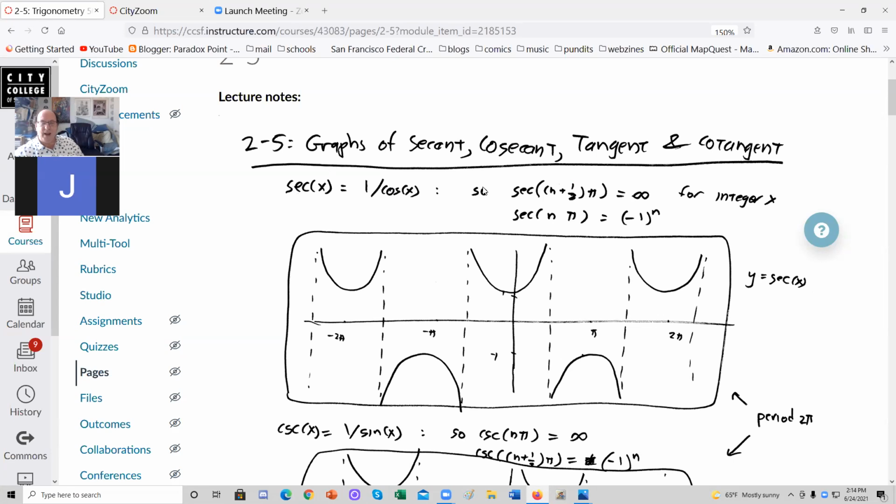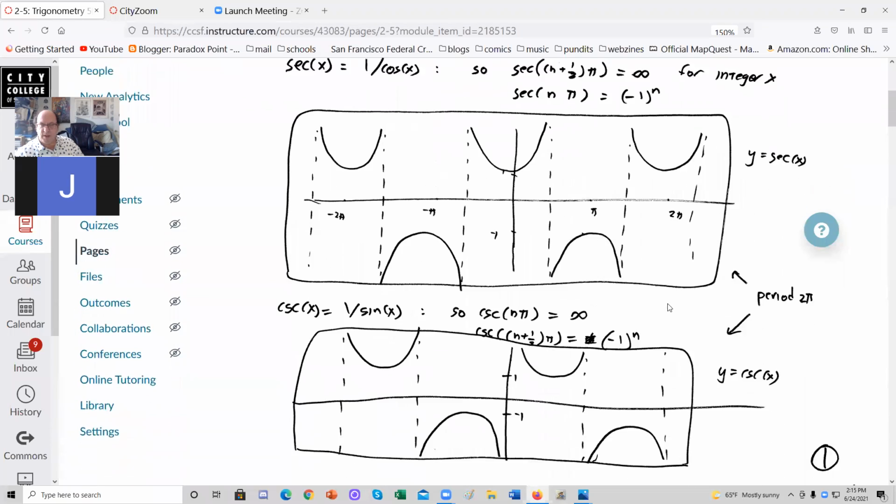So for example, secant, that's 1 over cosine. And since cosine is 0 at integer and a half multiples of pi, and plus or minus 1 at integer multiples of pi, then secant of n and a half pi is infinity, and secant of n pi is negative 1 to the n. So if you imagine the cosine graph going up, down, up, down, every time cosine goes to 0, secant goes to infinity, and otherwise makes a U-shaped graph here, and then an upside down U, and a right side up U, and so on. Period 2 pi. You move over 2 pi, you wind up with the same graph.